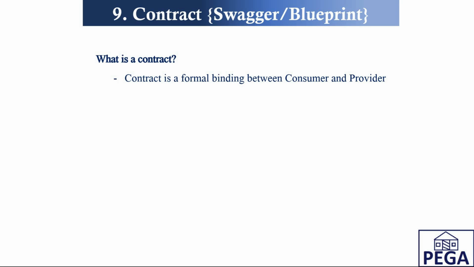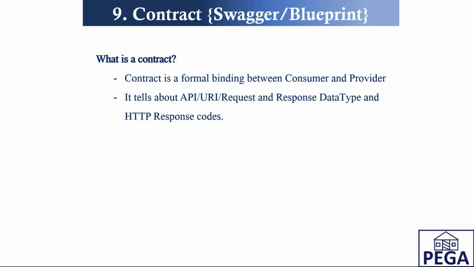So it's a formal binding. It helps the consumer do the right thing based on what the provider wants. When I say provider, I mean the one who develops the API. If a provider develops an API, it creates the request and response data types, creates a URI, creates an API, and also tells you what response codes you are going to get. So that contract helps you on how you are going to consume that API, right?